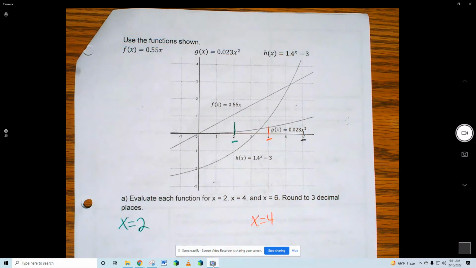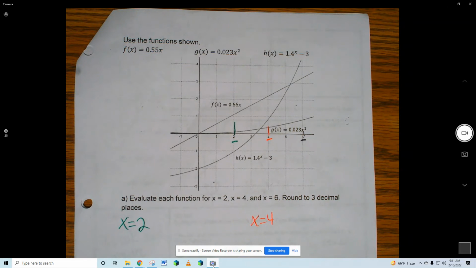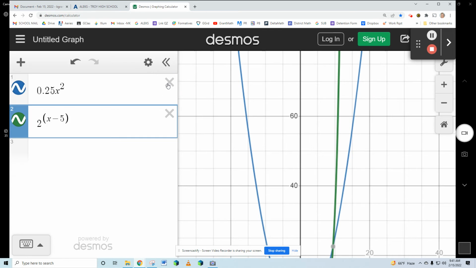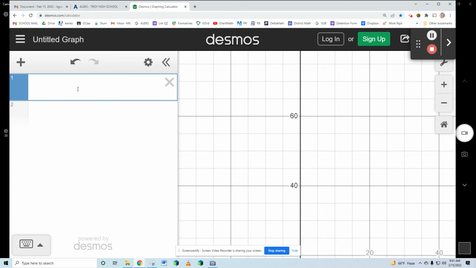On Desmos, I need you all to practice typing these in. Everyone's Chromebook is out? Go to the website, Desmos. The first one: type it in. F of x equals 0.55x. Type it in. Let's start graphing.